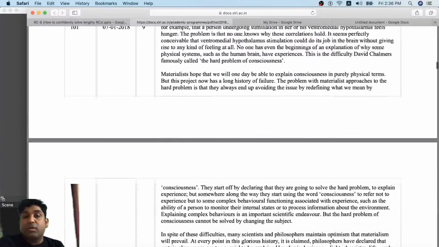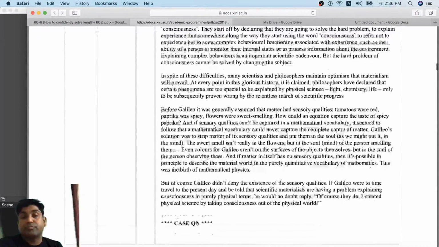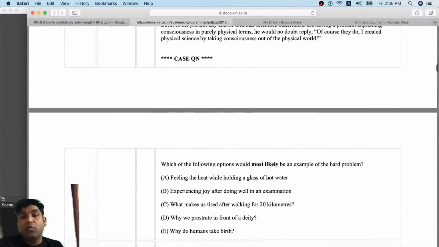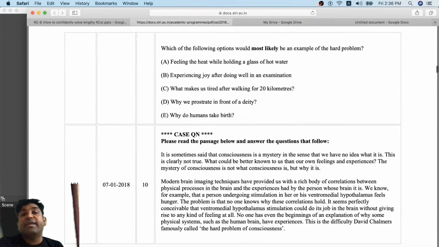Next question. Which of the following options would most likely be an example of the hard problem? A. Feeling the heat while holding a glass of hot water.